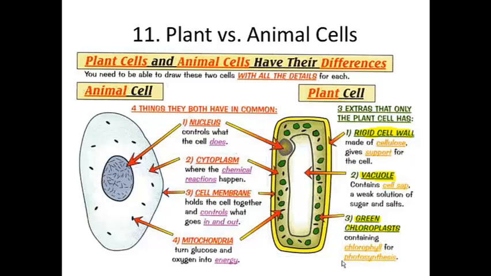They both have mitochondria, which is essential for cellular respiration. They both have that, so that's how they get their energy. The cell membrane is present on both, and it's used to control what goes in and out of the cell. They both, of course, have cytoplasm, and they both, of course, have a nucleus.